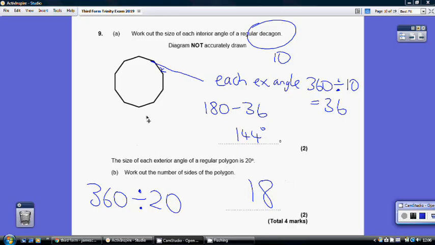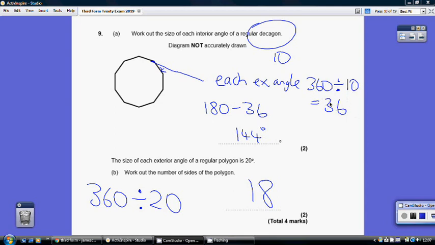Question 9, part A. Work out the size of each interior angle of a regular decagon. Now, a decagon has got 10 sides, but you could have just added them up if you didn't know that. Now, what do we know about the angles of regular shapes? Well, the exterior angles, that's the outside angles, always add up to 360. So if it's got 10 sides, so 10 exterior angles, then how much must each of them be, given in total they add up to 360? So 360 divided by the 10 angles means each of them is 36 degrees.